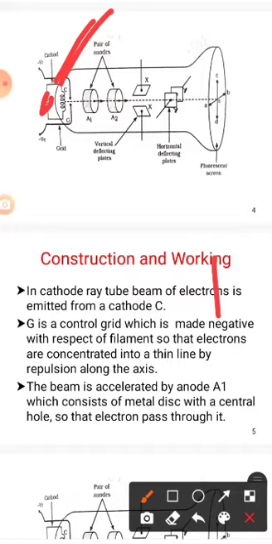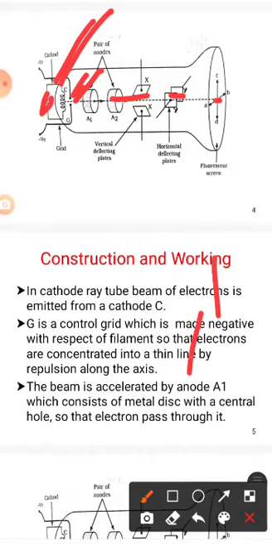When we apply voltage to the cathode, the cathode will be heated and will emit electrons. These are the electron beam. When the cathode is heated, it emits the electron beam.